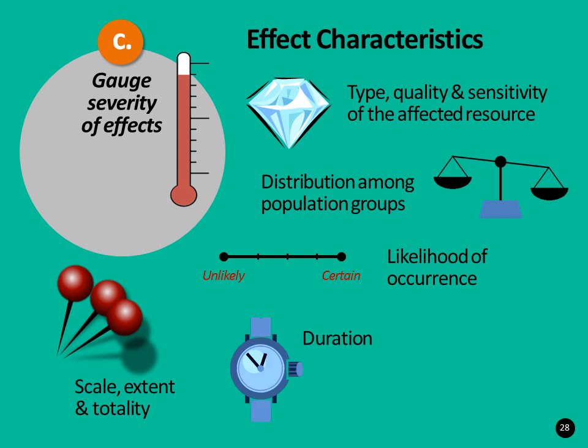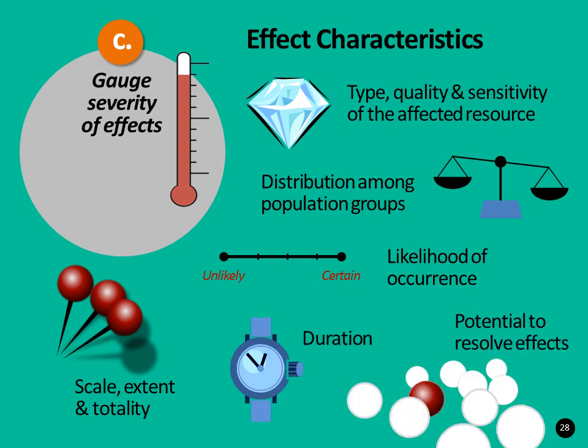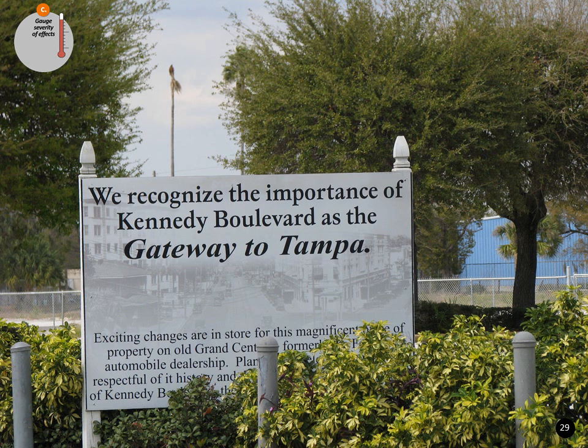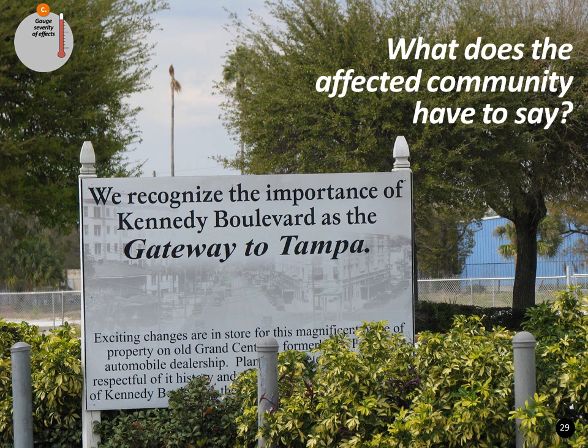Factor the timing and duration of potential land use changes, and consider whether potential effects can be resolved through practicable mitigation measures. The final consideration when gauging the severity of effects is to seek input from the affected community. In the project planning phase, this input can be obtained through government advisory committees, such as a Planning and Zoning Board, or neighborhood organizations in the affected area. In later project phases, the public involvement effort should be broader so that all affected groups have opportunities to voice their concerns and preferences for the project.